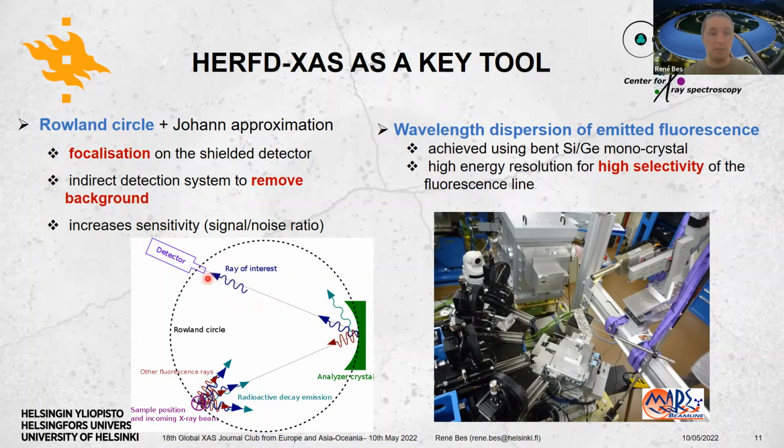So you can, at the same time, choose the emission line you are interested in and remove the background coming from the radioactive decay of your sample. And here you have an example of one of these spectrometers as installed in the MARS beamline at the Soleil synchrotron in Paris, or near Paris, where you have the beam coming from here, hitting the sample installed here, and then the fluorescence is diffracted by these 4 crystal analyzers, spherically bent silicon and germanium monocrystals, focusing the signal on the detector here.